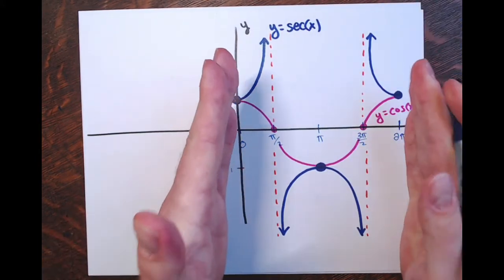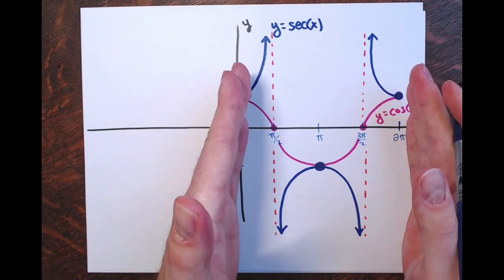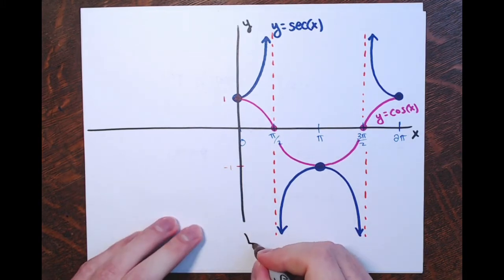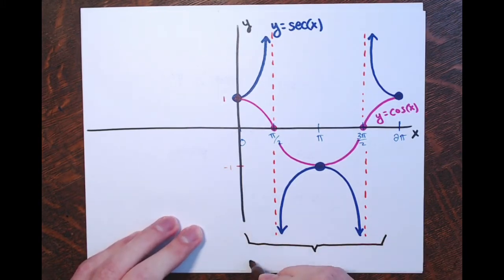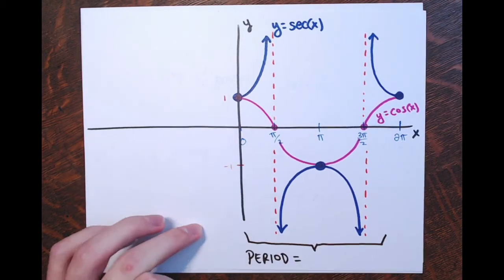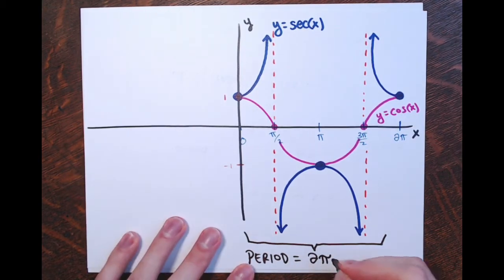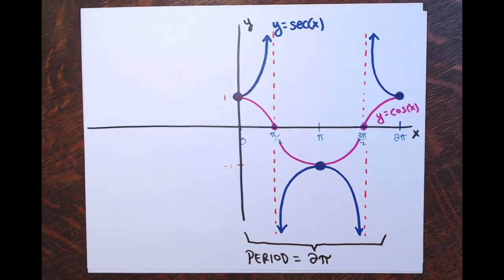And what I've just drawn here, from 0 to 2 pi, is one cycle. Alright, so the period, again, the period of secant, just like for cosecant, just like for sine, just like for cosine, the period is 2 pi. It'll repeat every 2 pi radians, or every 360 degrees. Now, this is just, again, one cycle.